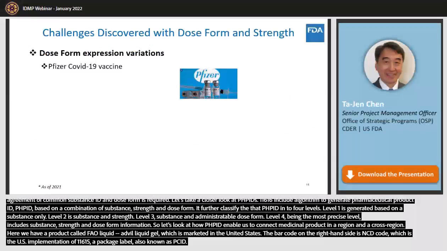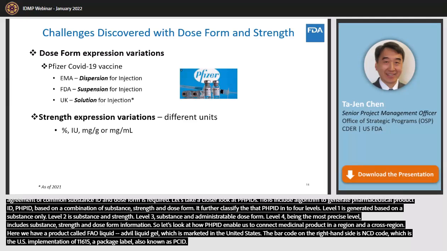Then the challenge with various expression and assignment of dose form and strengths in different regions. First example is about dose form expression with the Pfizer COVID-19 vaccine. EMA approved the dose form as dispersion for injection, FDA as suspension, and UK initially as solution for injection.